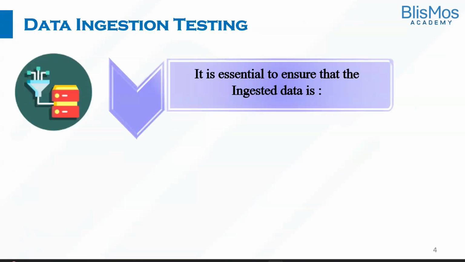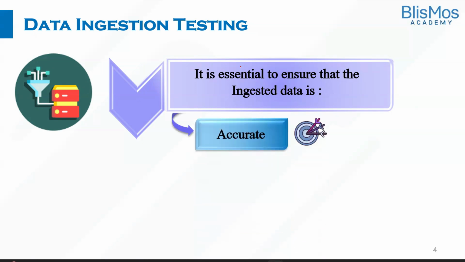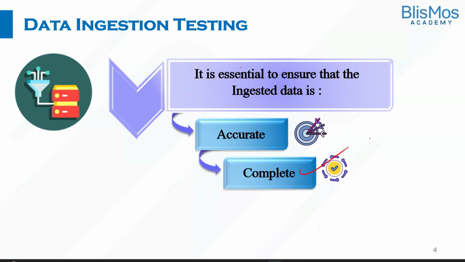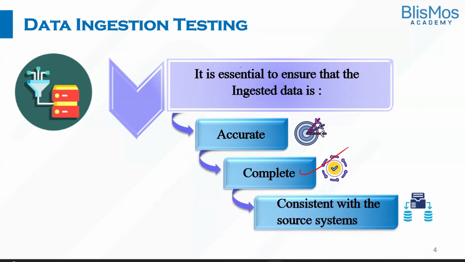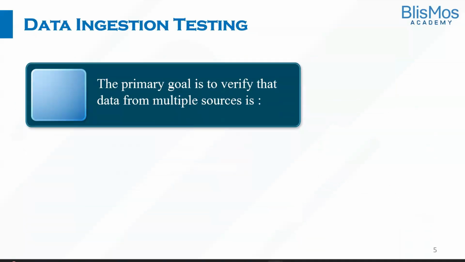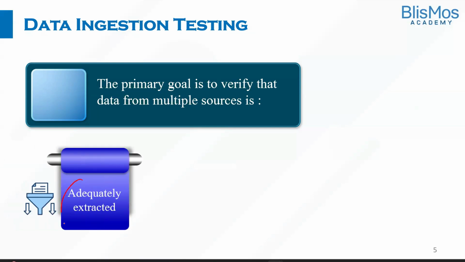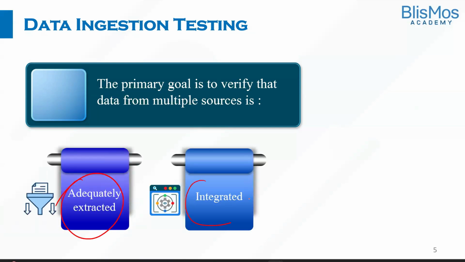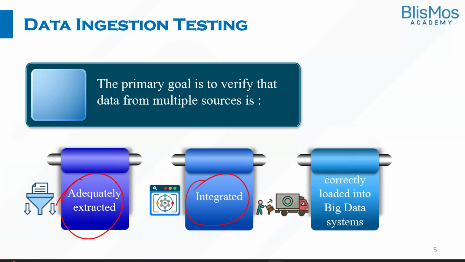So as I said, data ingestion testing is essential. It is very much needed to check whether the ingested data is accurate or not, whether the ingested data is complete or not, and whether the ingested data is consistent with the source systems or not. As we know, when we build data pipelines, we see the data coming from multiple sources. So one of the important goals of data ingestion testing is to verify that the data from multiple sources is adequately extracted, then integrated as and when required, and also correctly loaded into the big data ecosystems.